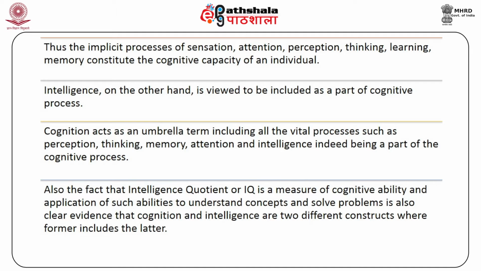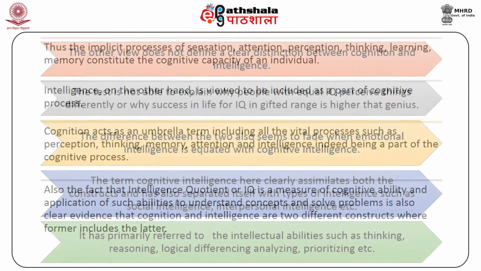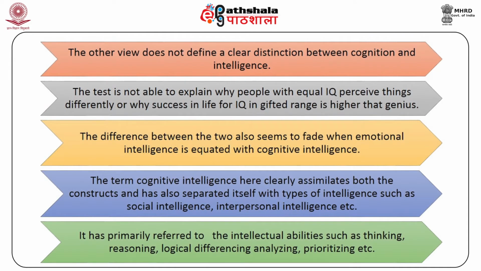Also, the fact that intelligence quotient or IQ is a measure of cognitive ability and application of such abilities to understand concepts and solve problems is also clear evidence that cognition and intelligence are two different constructs, whereas the former includes the latter. The other view does not define a clear distinction between cognition and intelligence. They believe both the constructs to be similar with no defined boundaries.